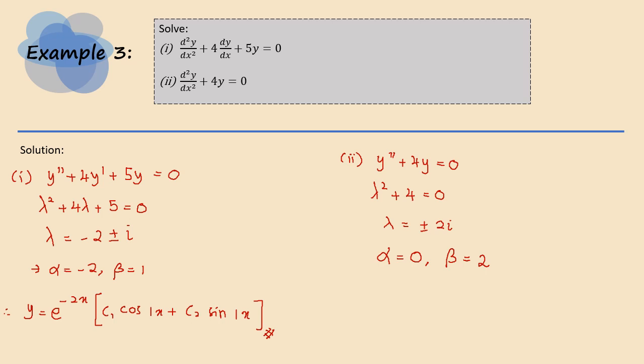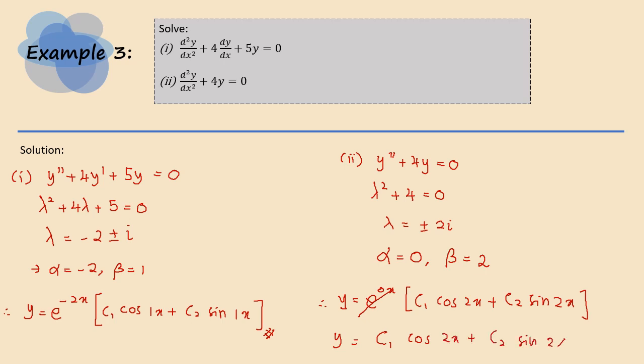So the general solution for complex roots is y equal to e to the power 0x (c1 cos 2x plus c2 sin 2x). Simplifying, we know e to the power 0 is equal to 1, so y is equal to c1 cos 2x plus c2 sin 2x.